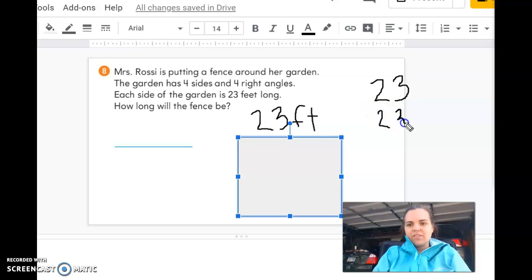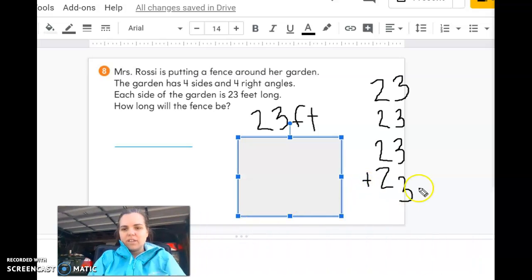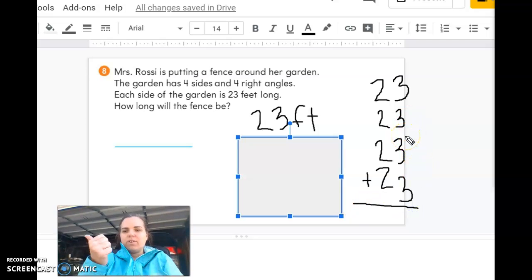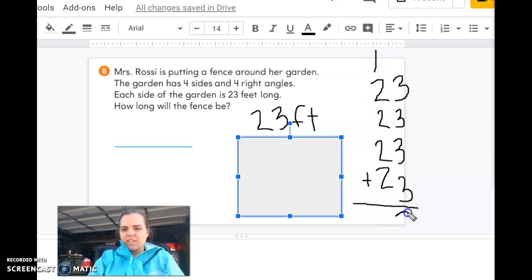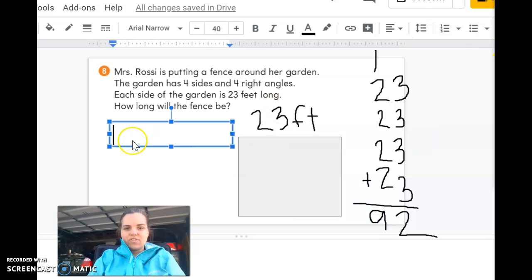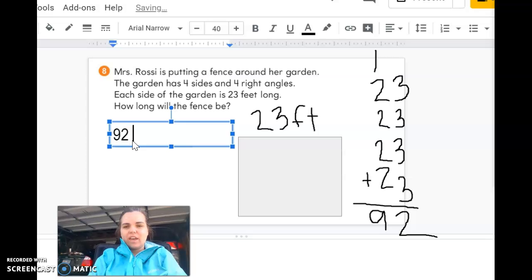4 times 23. Make sure my ones and my tens are all lined up. Plus, and then an equal sign. So 3 plus 3, 3, 4, 5, 6, 7, 8, 9, 10, 11, 12. Made a new 10, carry my new 10, drop my 2. 2, 4, 6, 8. Don't forget to add on your next one, 9. And I get 92.